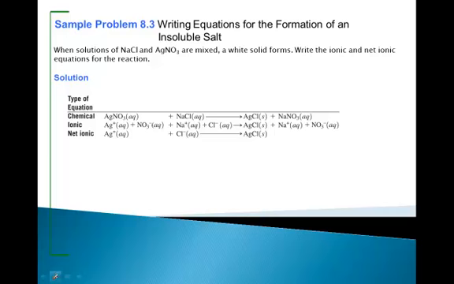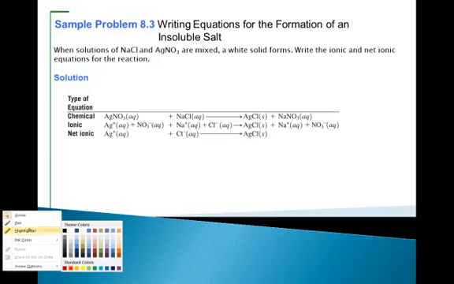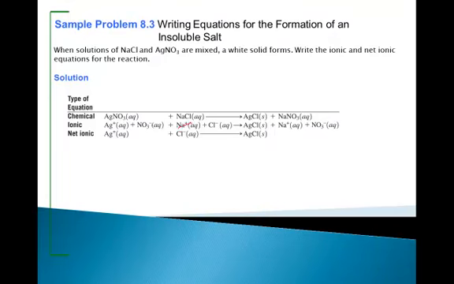So for example, I have a sodium ion that's the same on both sides. And I also have a nitrate ion that's the same on both sides. Those are called spectator ions, and I can cancel those out. And the pieces that are left, the Ag, the Cl, and the AgCl, that's what's forming my net ionic equation. So that's what I get after I cancel out the spectators.